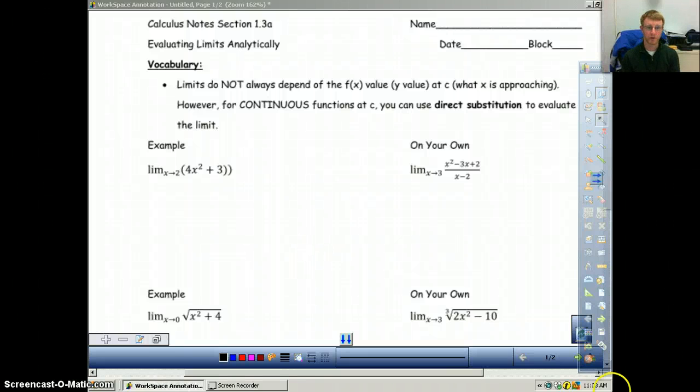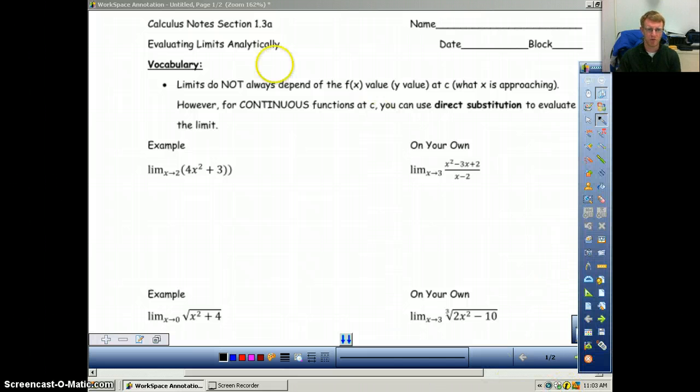This will be Calculus section 1.3. This is kind of getting into more detail in the real uses of limits. We're going to be evaluating limits analytically, not with graphs. We're going to be using algebra to actually do this. So let's look at the vocabulary here.